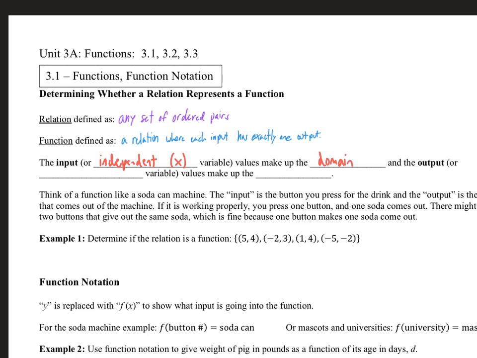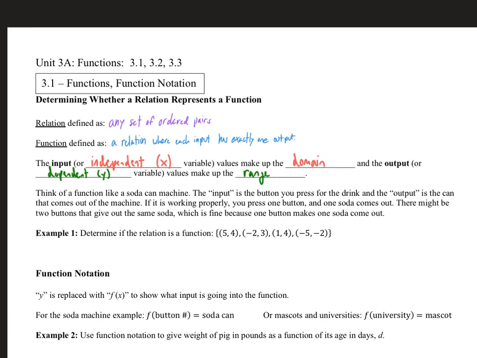And then the output, or the dependent variable, in this case generally y, makes up the range. So we take our collection of inputs, and that makes up our domain, and our collection of outputs makes up our range. A lot of times we think of functions as machines that, as long as they are working correctly, are functioning. That implies that every time I put something in, I should get a consistent thing back out.